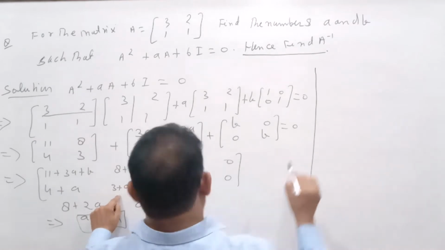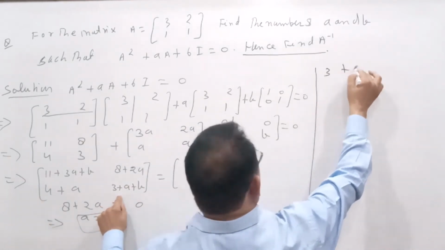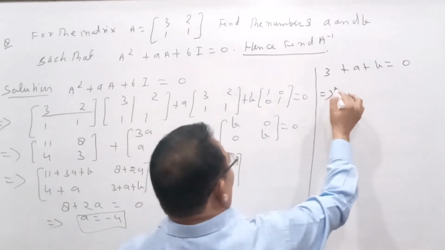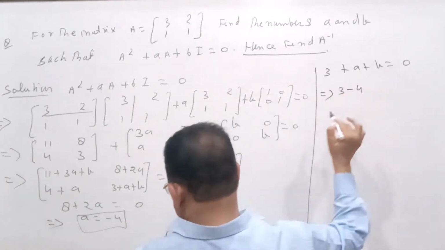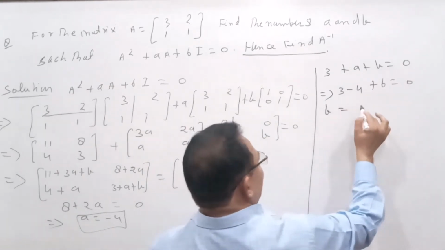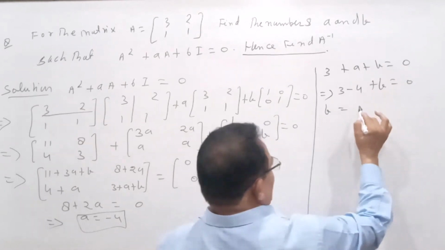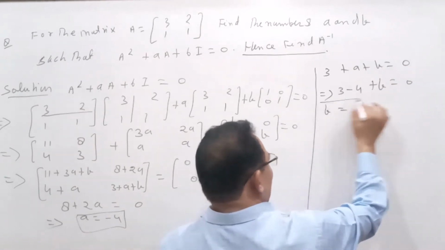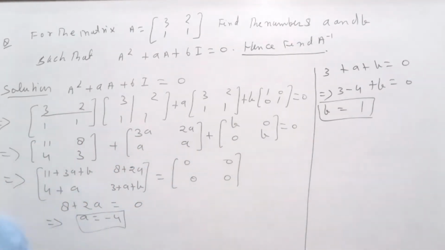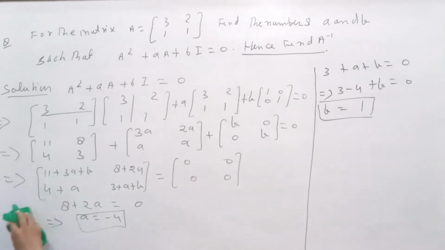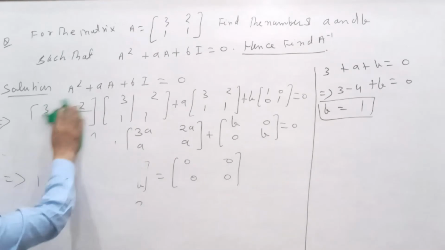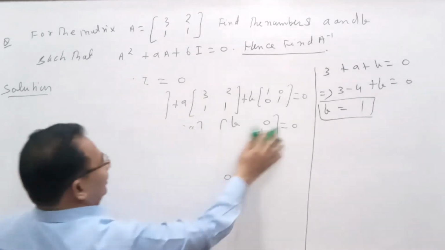Now that is 3 plus a plus b is equal to 0, put the value of a as -4, plus b is equal to 0, and b is equal to 1, that is given. This is the value of b. So therefore we get the identity, and by using this result we find the value of A inverse.